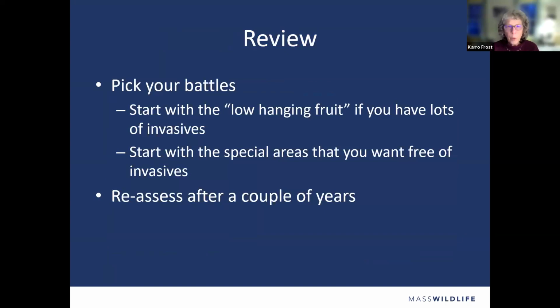So a little bit of review. For picking your battles, you might want to start with the low-hanging fruit if you have lots of invasives, or you might want to start with a special part of your property that you want to make sure stays free of invasives and work out from there. And make sure that you reassess in a couple of years.